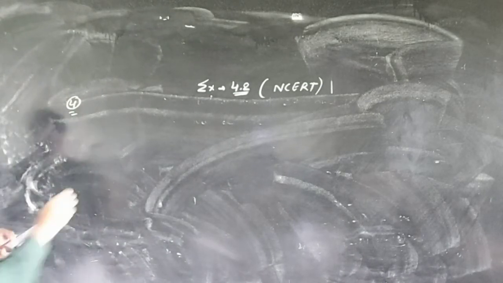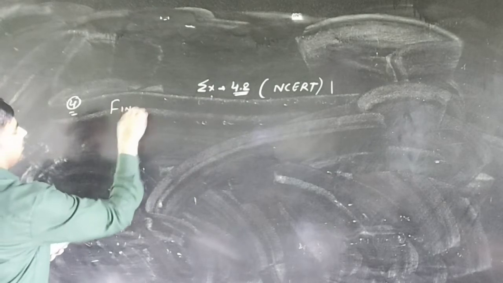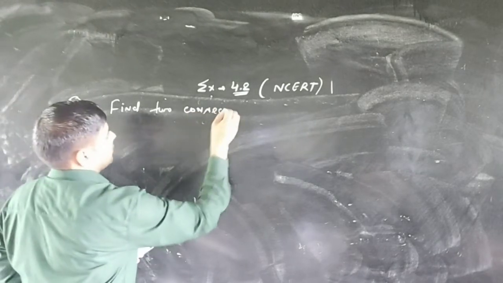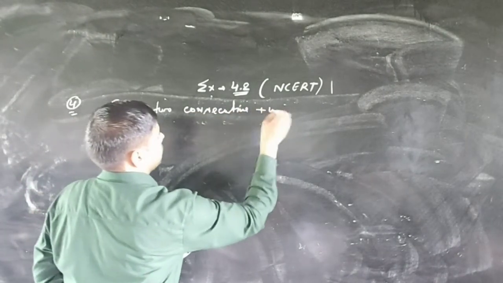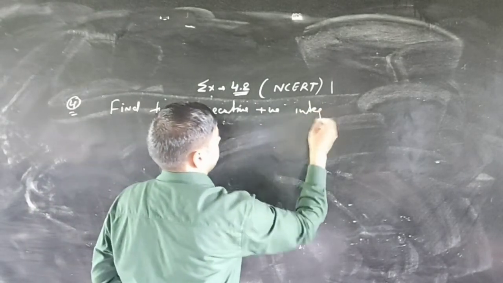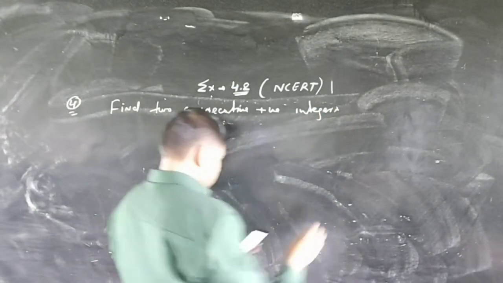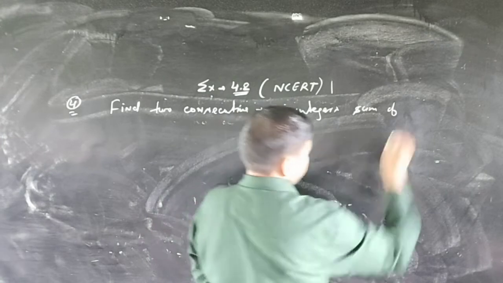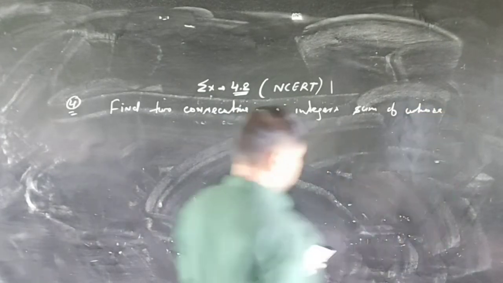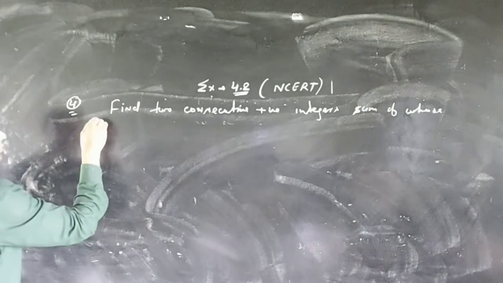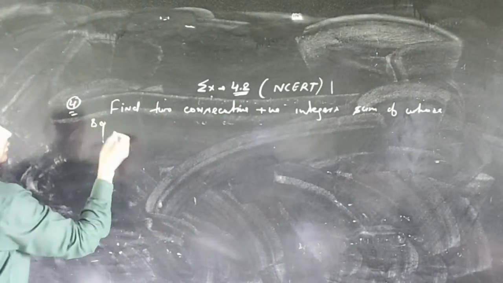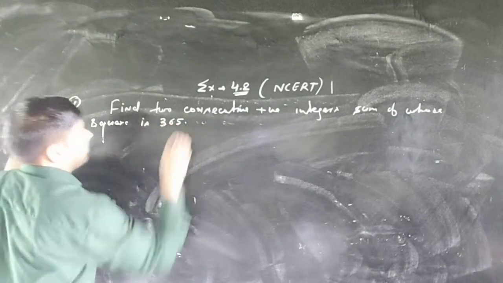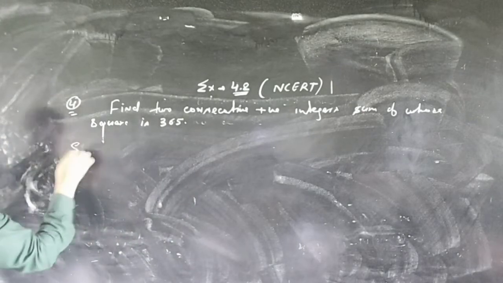Find two consecutive positive integers, the sum of whose squares is 365. Solution.